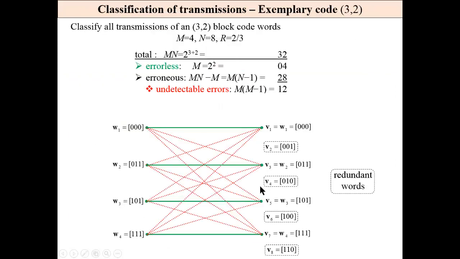This is an exemplary (3,2) code, which means that we have 4 messages. The number of messages and code words is 4, and the number of output sequences is 8. This is the input of 4 code words, and this is the output of 4 code words plus some redundant words, a combination of zeros and ones of length 3 but not being a code word.